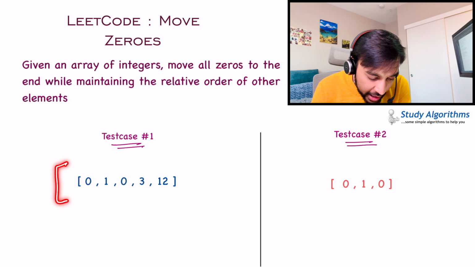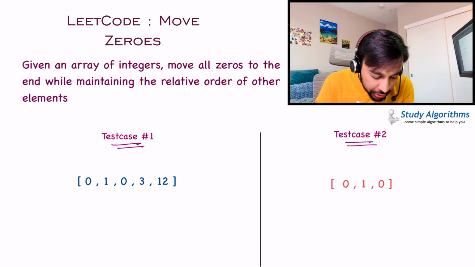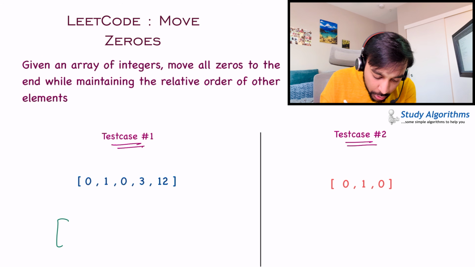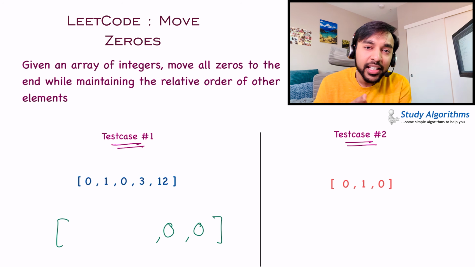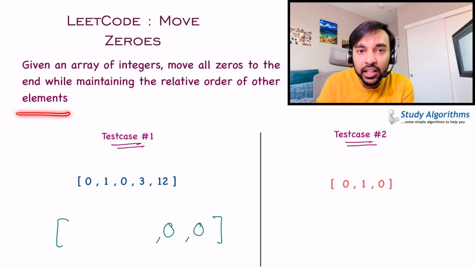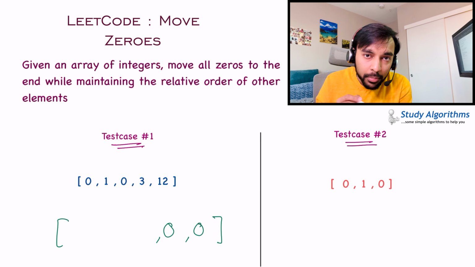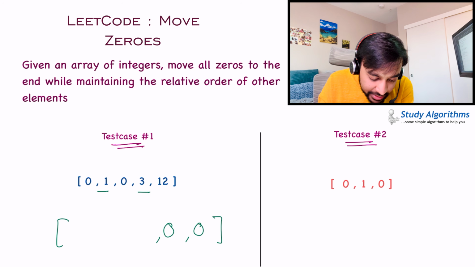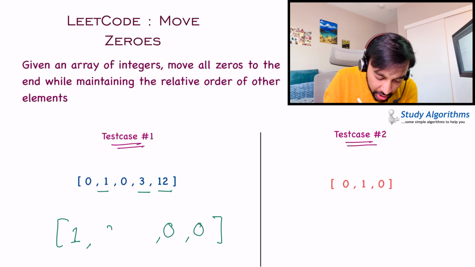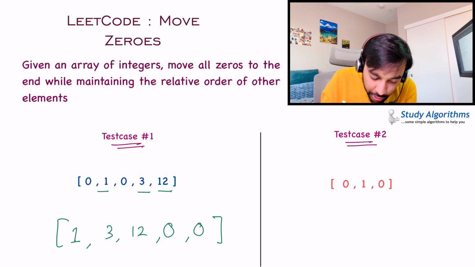You are given an array of integers and you have to move all the zeros to the end. You can see that this array has two zeros, right? When you are moving these zeros to the end, that means I am moving both of these zeros over here. But there is an additional part to the problem. You have to maintain the relative order of all the other elements. The relative order means that in the final array, these elements should appear in the same order. That means 1 should come first, then 3, and then 12. So for test case number 1, this would be your answer.